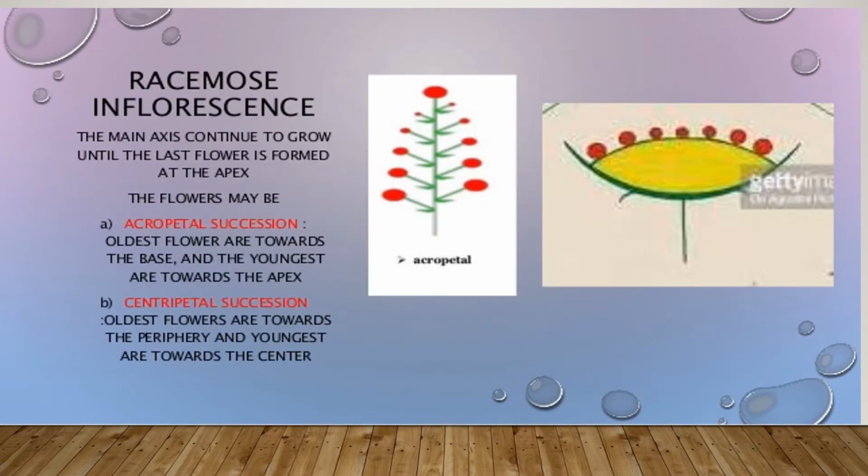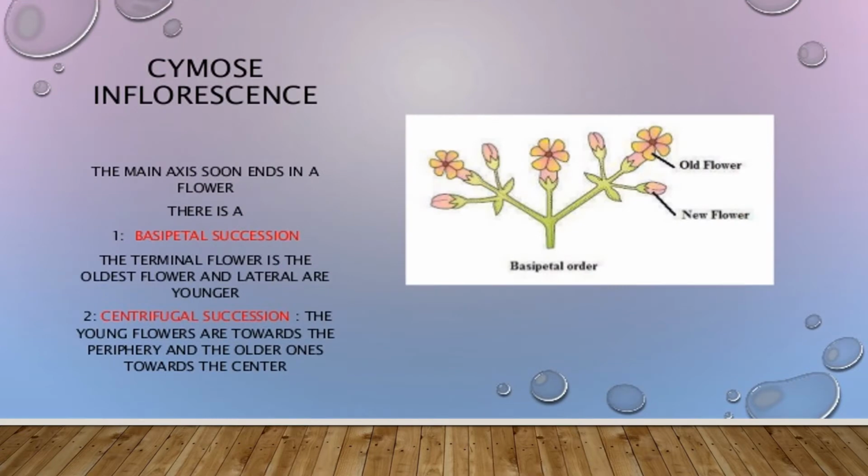Racemose inflorescence. In the racemose inflorescence, the main axis continues to grow until the last flower is formed. At the apex, the flowers may be in acropetalous succession, that is, the oldest flowers are towards the base and the youngest are towards the apex, or centripetalous succession, that is, the older flowers are towards the periphery and the youngest are towards the center. Whereas in cymose inflorescence, the main axis soon ends in a flower.